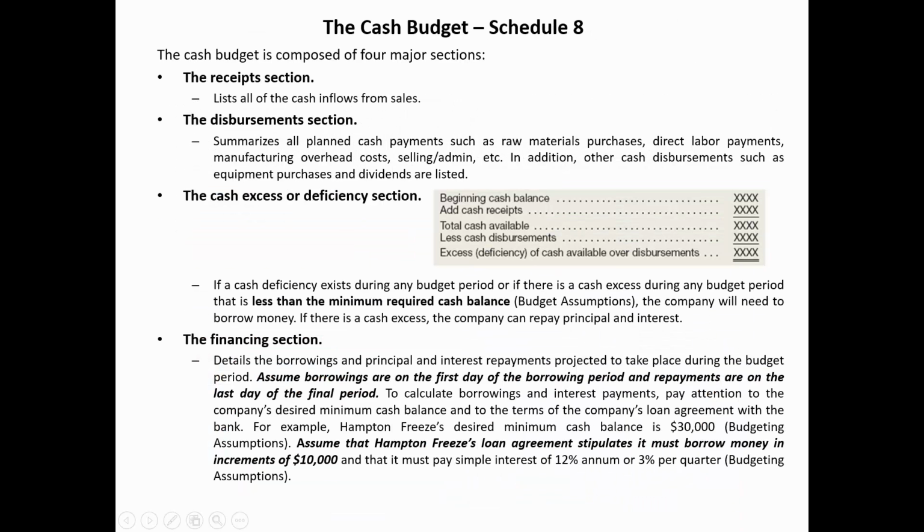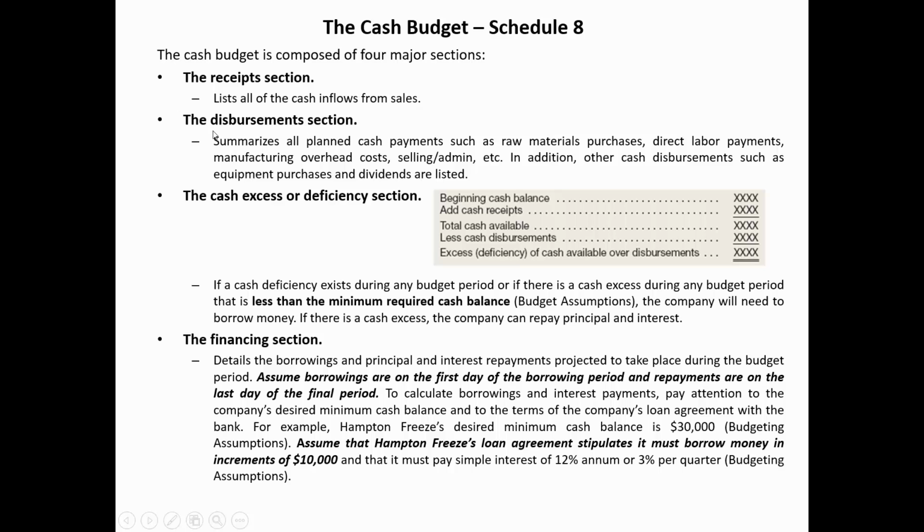So let's go to preparing the cash budget in Schedule 8. The cash budget is composed of 4 major sections, and you may want to print out this page. The receipts section lists all cash inflows from sales, and we've already calculated that.